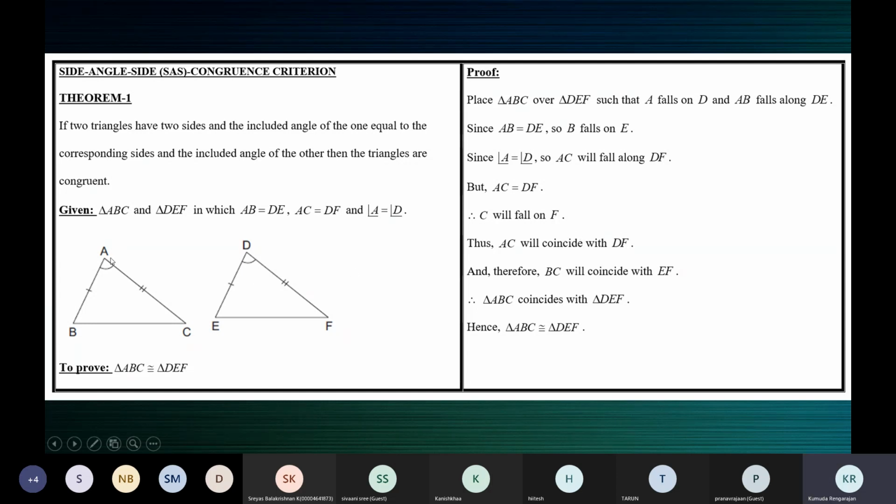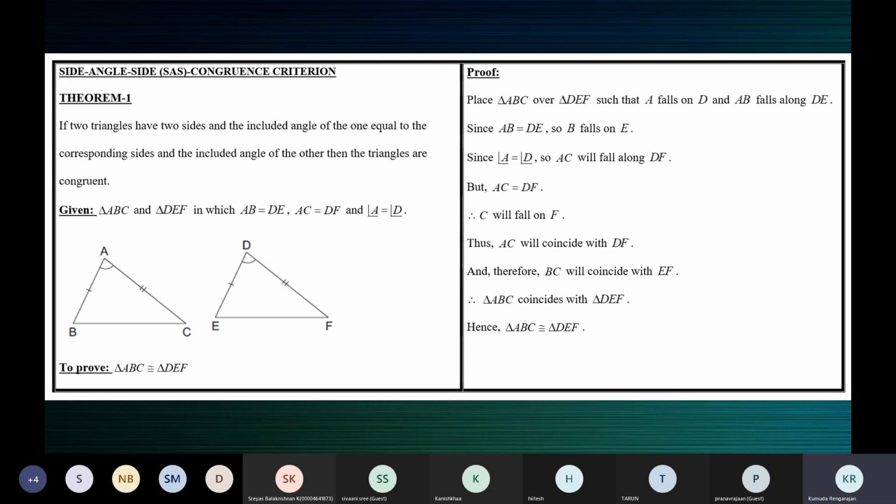So you will see that AC will fall along DF. And since AC is equal to DF, you will not see C outside EF. C will coincide with F. So B falls on E, C falls on F. That means BC will fall on EF, which means BC coincides with EF, or you can say BC is equal to EF.